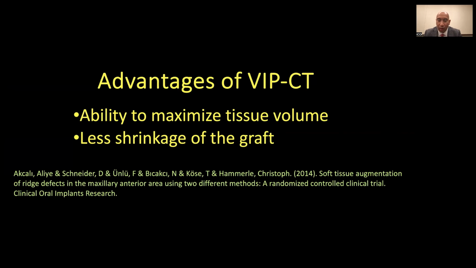Once again, the advantage of the VIP CT graft is to maximize volume and provide less shrinkage. We want it to stay around, and because these grafts hang on to their blood supply, we don't harvest the grafts, take them out of the mouth, and then put them back in. We literally just flip them and fold them over the recipient bed, so it maintains its blood supply. Therefore, it maintains its volume.